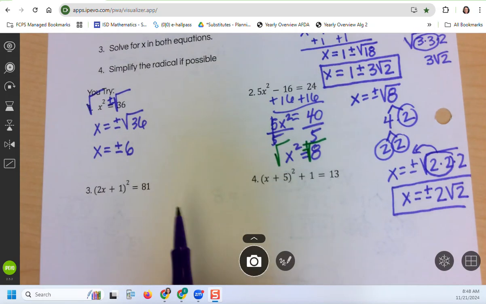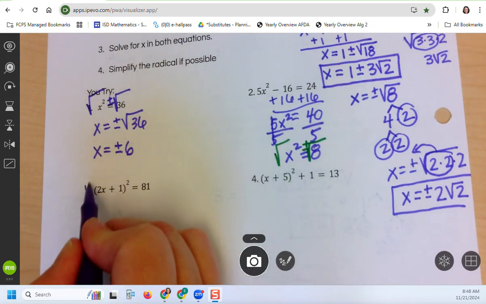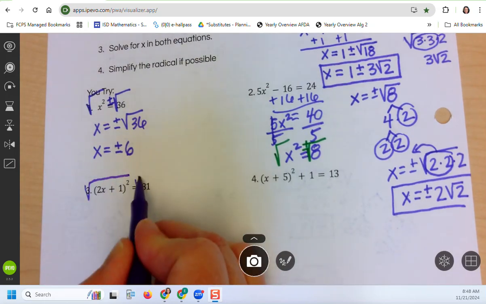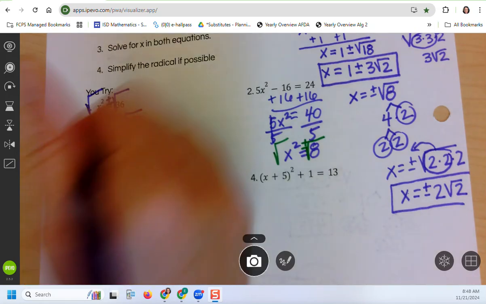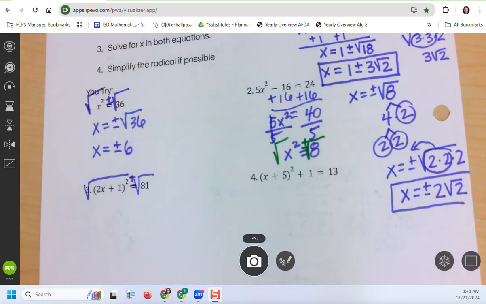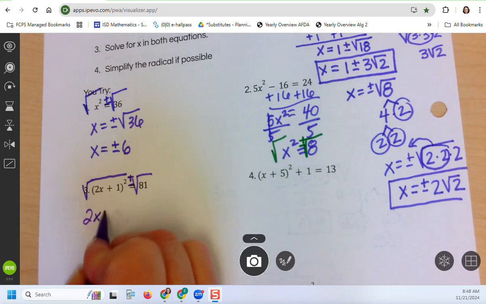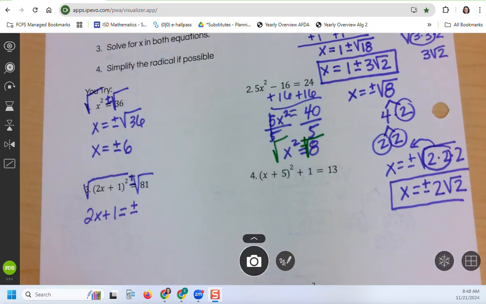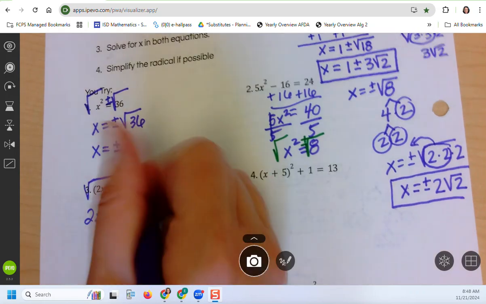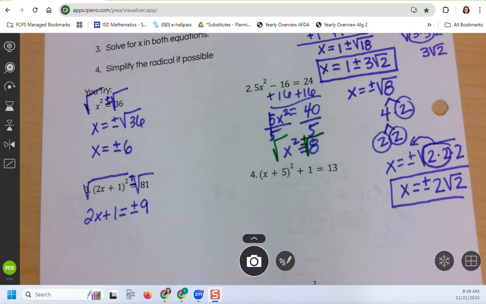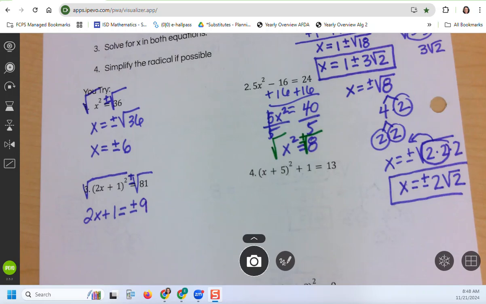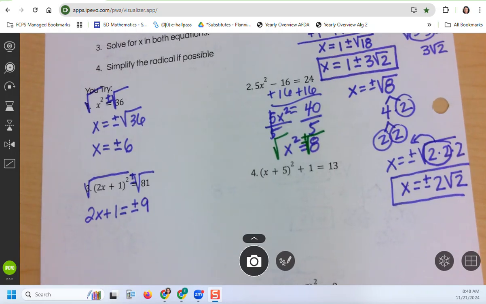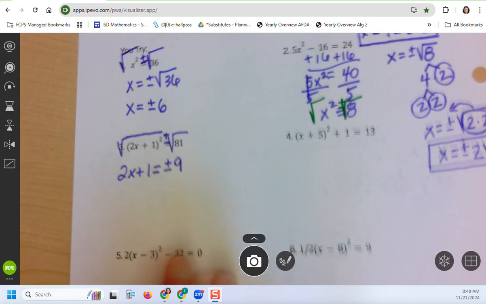3, the square term is already isolated, so this time, because the square term is isolated, we're going to square root first. Remember your plus or minus when you square root. What is the square root of 81? It's 9. So we didn't have to make a factor tree for this one. It's just 9. Now, we actually have 2 equations to solve because it could be 9 or it could be negative 9. So we're going to write them both out and solve each one.